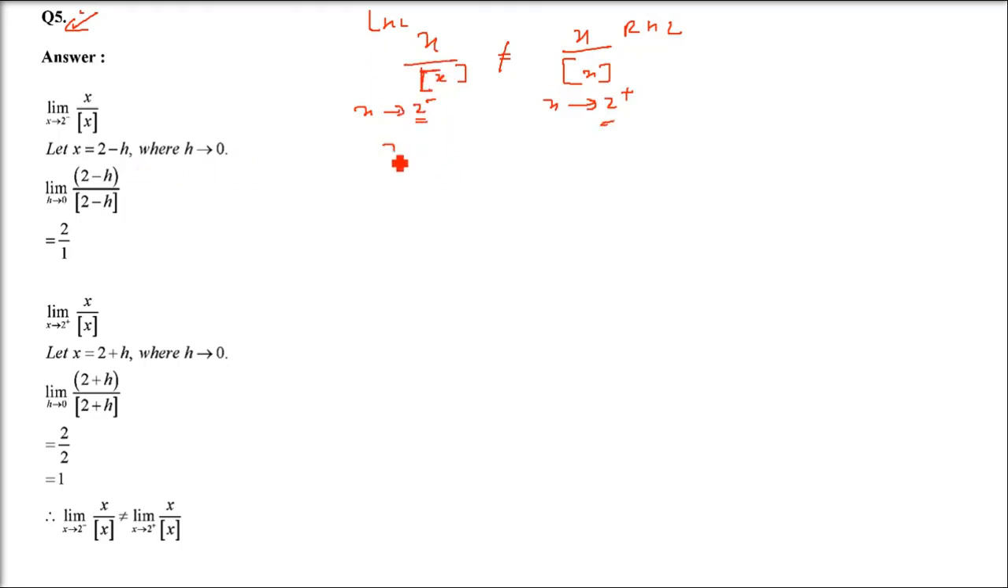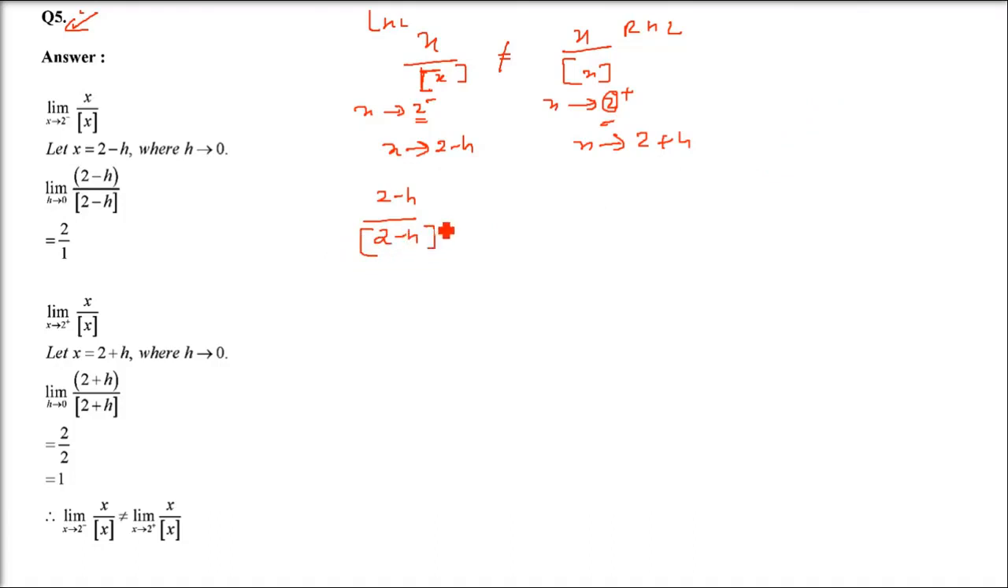Here we can see easily that the critical point is what? 2. A is 2. So x will be written as 2 minus h on the left hand side. x will be 2 plus h on the right hand side. 2 minus h, 2 plus h. So when we put it here, I am putting just 2 minus h in the numerator and 2 minus h in the denominator.